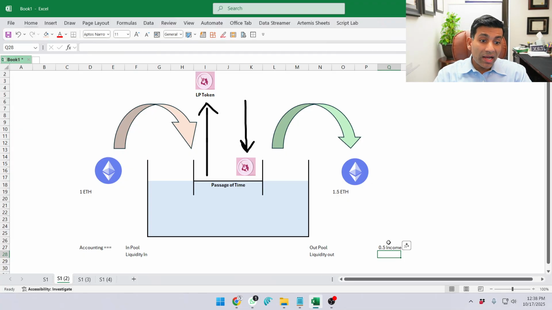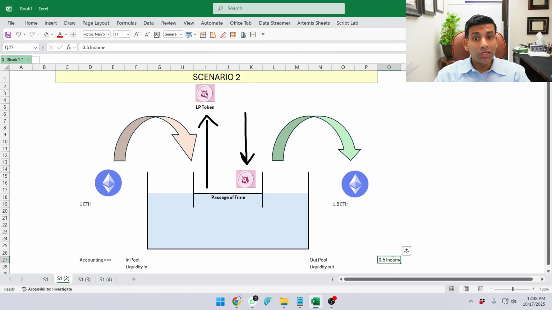Because that 0.5 income is the taxable event. But in the case where you took the conservative route, you had a taxable event right from the get-go. When you went into the pool, you will have a taxable transaction there. And then when you're coming out of the pool, it will say that you exchanged one ETH for this one LP token, and you liquidated it.